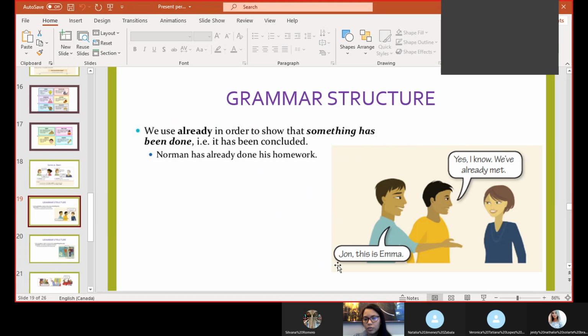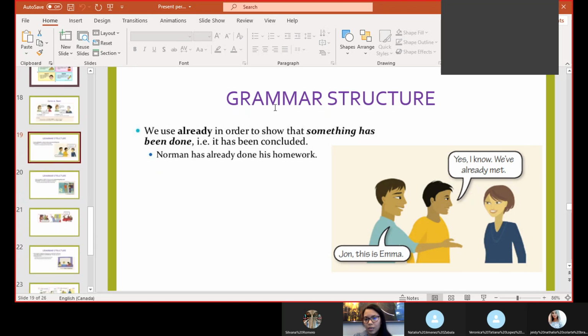And then John, this is Emma. So this guy in blue was trying to introduce the guy in yellow. But she says, yes, I know. We've already met. So that means that somebody else has introduced them before, right?